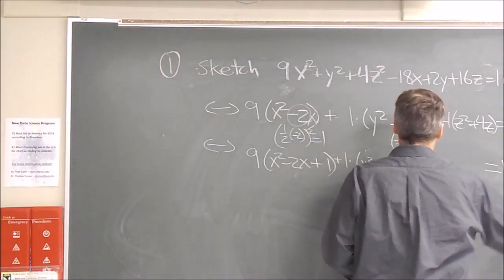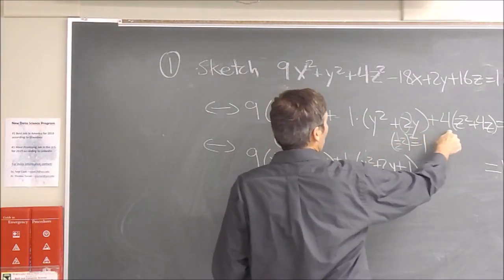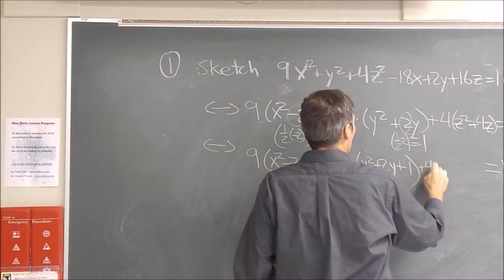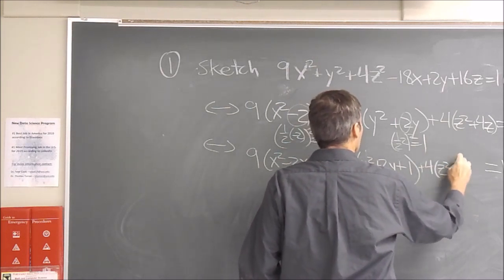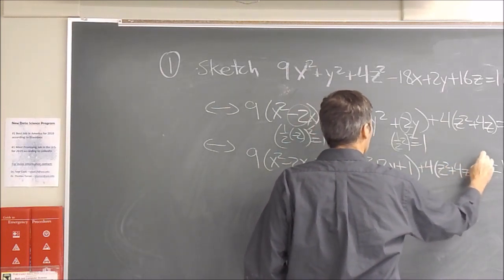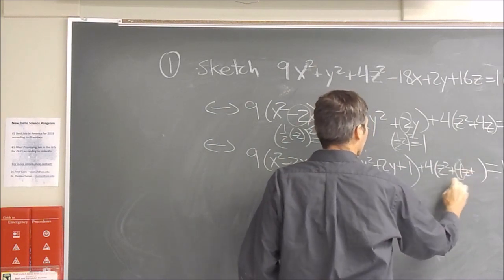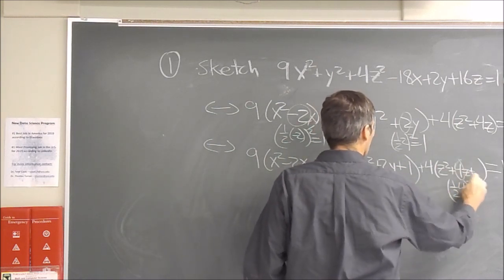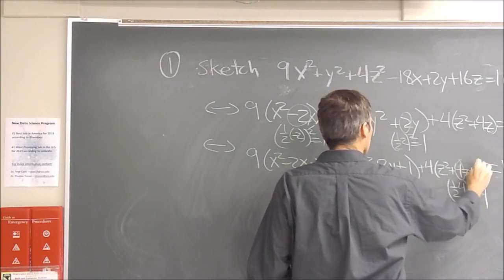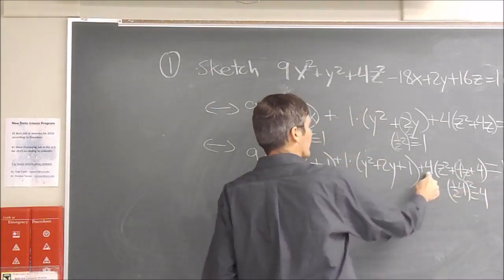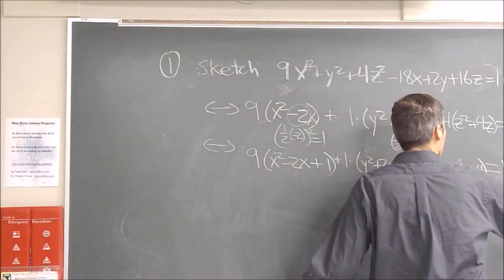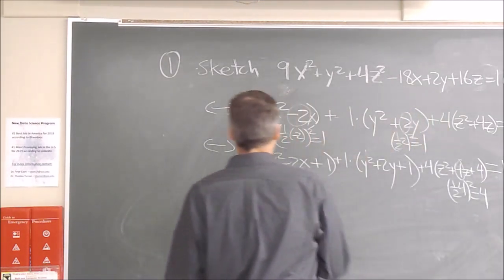I need to add 1 more to each side to balance it. And then here I've got 4 times z squared plus 4z plus what makes a square? Well, I take 1/2 of 4, which is 2, and square it, and I get 4. I need to put 4 in here to make a perfect square. 4 times 4 is 16. I've added that to this side, so I balance it with 16 on the other side.